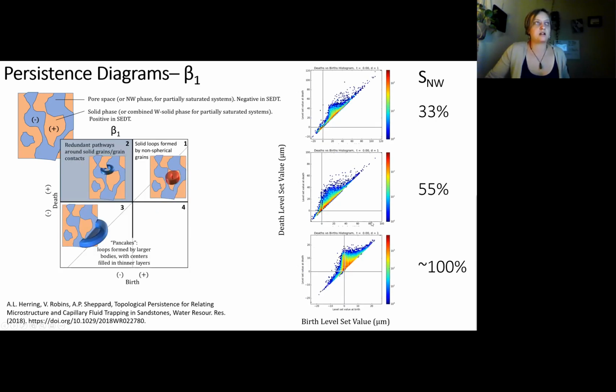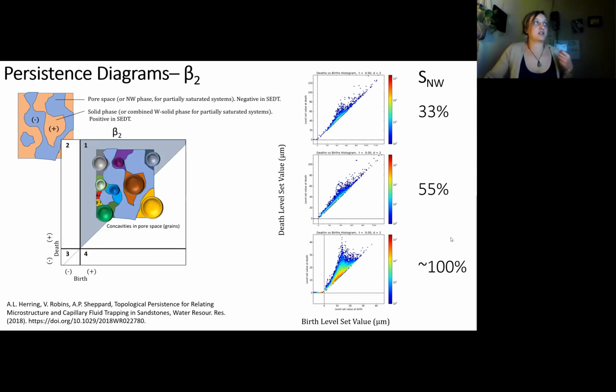Okay, so similarly, we can look at the persistence diagrams for Betti 1 features. I'm not going to go through all the different possibilities of loops that can exist. I'll just point out that the loops that we're most interested in are these loops that are formed in the second quadrant. So these are like true loops that are formed by the pore space or by the non-wetting phase that are actually going around solid obstacles. And again, if we look at the persistence diagrams for these different saturation states, you can see there's hardly any loops at the low non-wetting phase saturation state, slightly more loops in the scan that was at 55%. And then obviously the most number of loops are at the 100% saturation state.